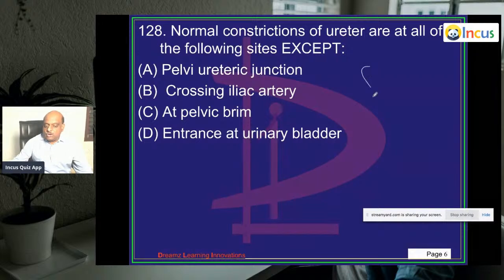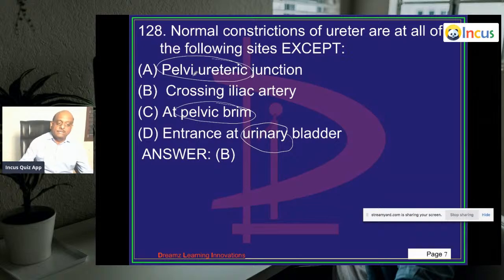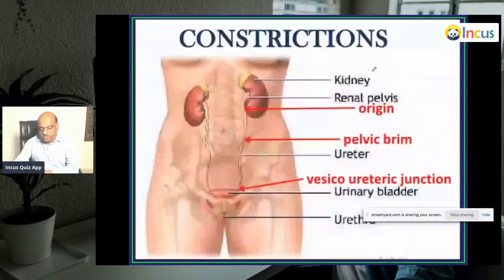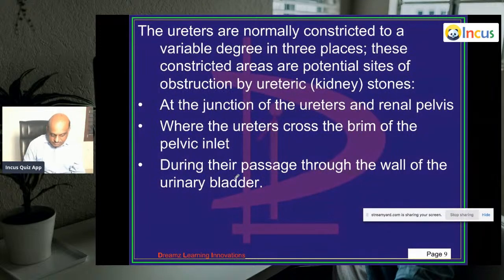The normal constrictions of the ureter, what are they? When it is crossing at the pelvic brim, when it is entering the bladder, when there is a pelviureteric junction, they're all the normal constrictions is what you should remember. So at the origin, at the pelvic brim, at the vesico-ureteric junction, normal constrictions.